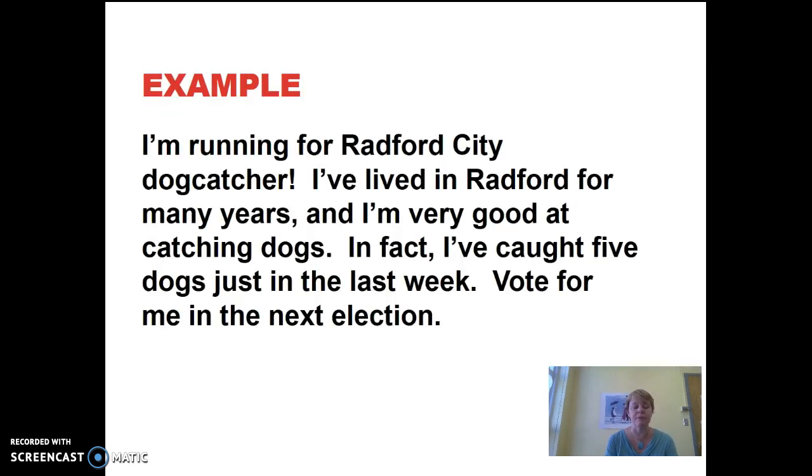Here's an example of an argument. I'm running for Radford City dog catcher. I've lived in Radford for many years and I'm very good at catching dogs. In fact, I caught 5 dogs just in the last week. Vote for me in the next election. So what do I want? I want you to vote for me in the election. That's the conclusion. And the reasons I give you is I'm running for the office, I've lived in Radford for many years, and I'm really good at catching dogs. Those are the premises.